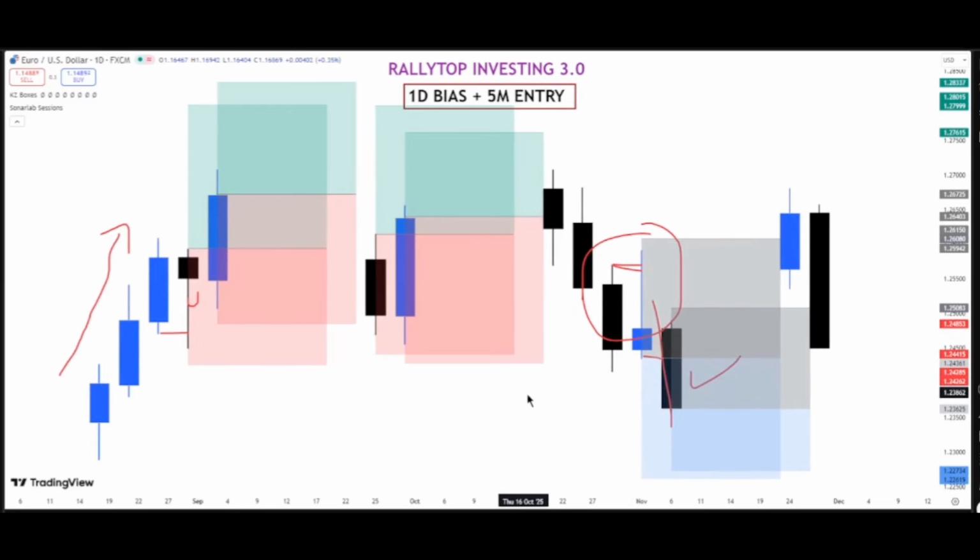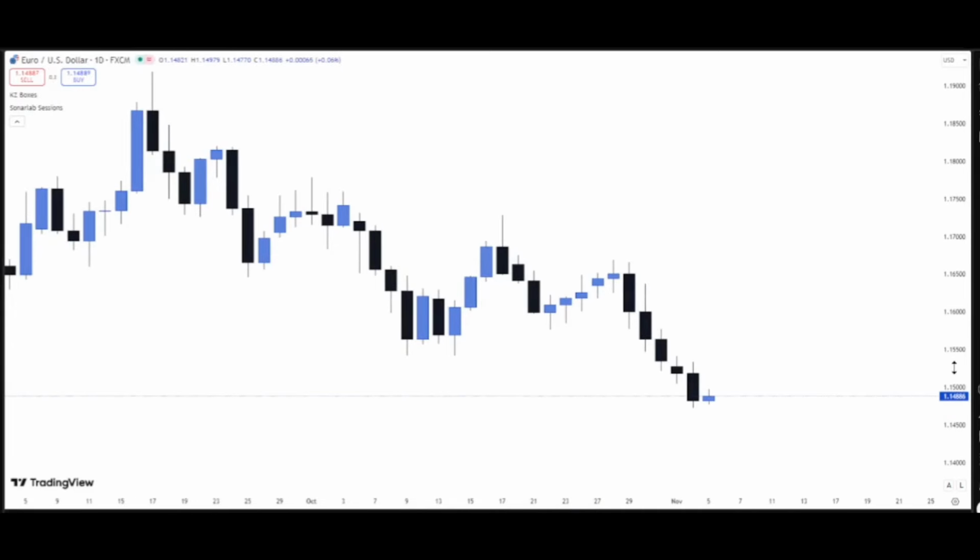All right, so let me take you to the live chart and show you just about 2 examples so that you can understand what we're talking about. Okay, so this is EUR/USD daily time frame. I said go to the daily time frame first to determine your bias. We just want to do like 2 examples and that will be it.